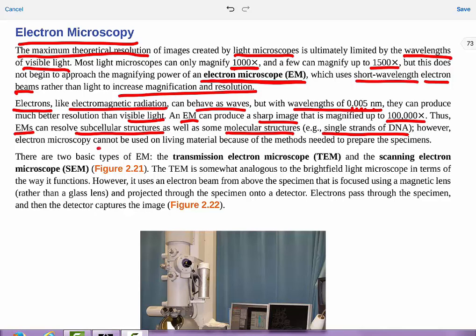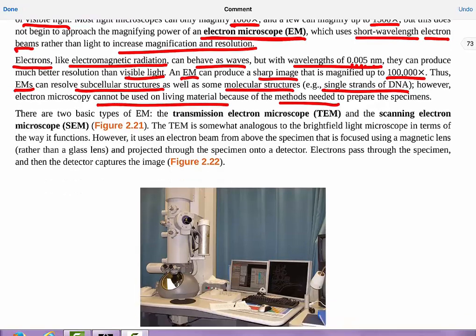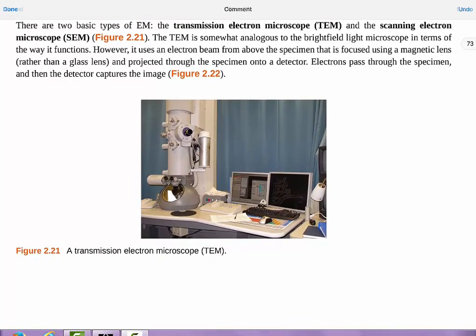However, it cannot be used on living material because of the methods that you have to use to prepare the specimen. So even though we can get some incredible images with electron microscopes, it's not as useful in some ways for different applications where you need to have a living specimen. There are two basic types of electron microscopes: the transmission electron microscope, or TEM, and the scanning electron microscope, or SEM.